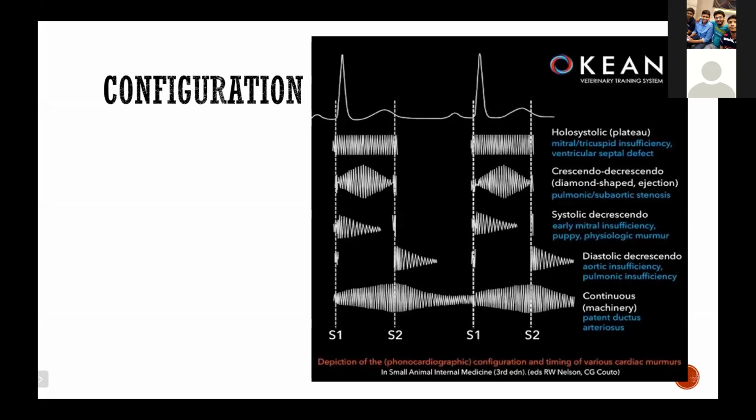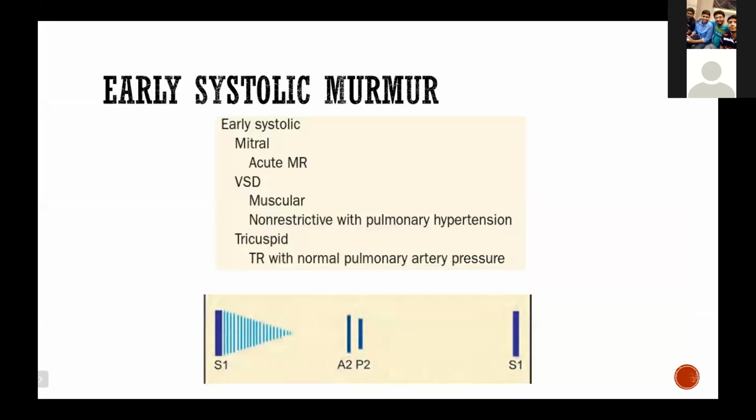Then it can increase in intensity and then decrease in intensity, and that is called a crescendo-decrescendo murmur or a diamond-shaped murmur. Or sometimes the sound of the murmur will remain the same throughout, and that is called a plateau murmur. So these are the four things that you need to keep in mind. I'll just quickly brush into the causes of each type of murmur. I'm sure most of us are aware of it. I'll just revise it. So the first thing is early systolic murmur.